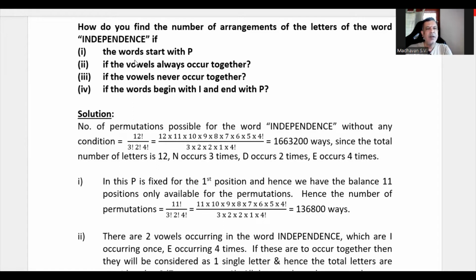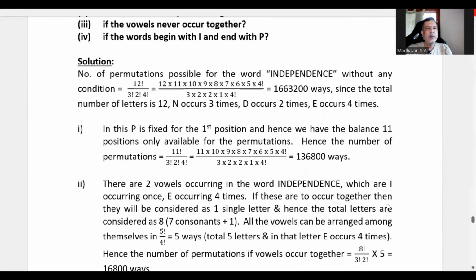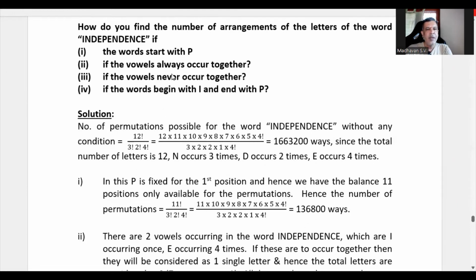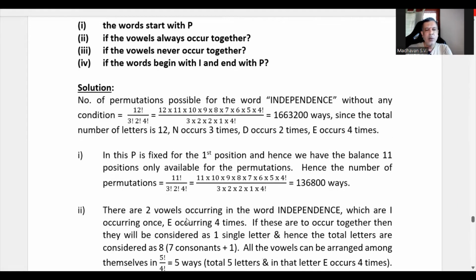Now, the first question: the word starts with the letter P. In this, P is fixed for the first position. Hence, we have the balance 11 positions available for the permutations. Therefore, the number of permutations will be 11 factorial divided by 3 factorial, since N occurs 3 times, 2 factorial, since D occurs 2 times, and 4 factorial, since E occurs 4 times. If we evaluate this, we get 1,36,800 ways.